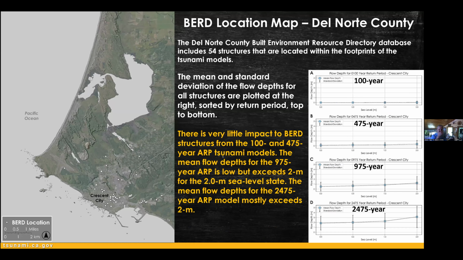The Del Norte County Built Environment Resource Directory database, managed by the State Office of Historic Preservation, includes 54 structures that are located within the footprints of all tsunami models here. The mean and standard deviation of the flow depths for all structures are plotted at the right, sorted by return period, top to bottom. There is very little impact to these structures from the 100 and 475-year models. The mean flow depths for the 975-year ARP is low, but exceeds 2 meters for the 2-meter sea level state, and the mean flow depths for 2475 model mostly exceeds 2 meters.